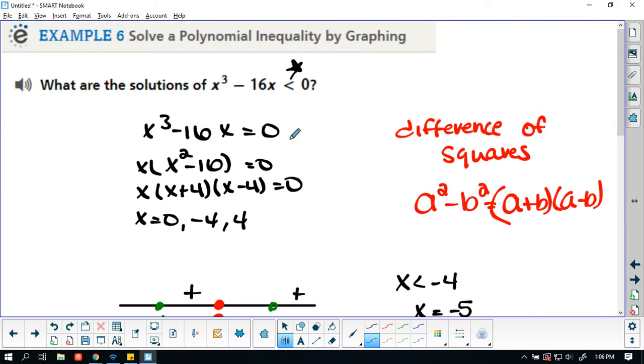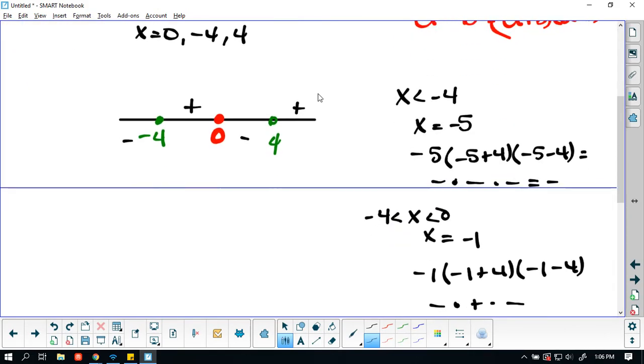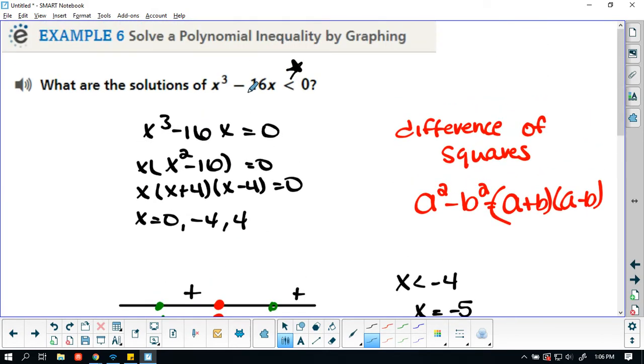Okay, so the thing here is they want us to find the solutions where this was less than 0. And so we have less than 0 here at x less than -4 and 0 less than x less than 4. And we don't include these values because those values are 0, and 0 is not positive or negative, and this is also not equal to 0. All right, so there we have it.